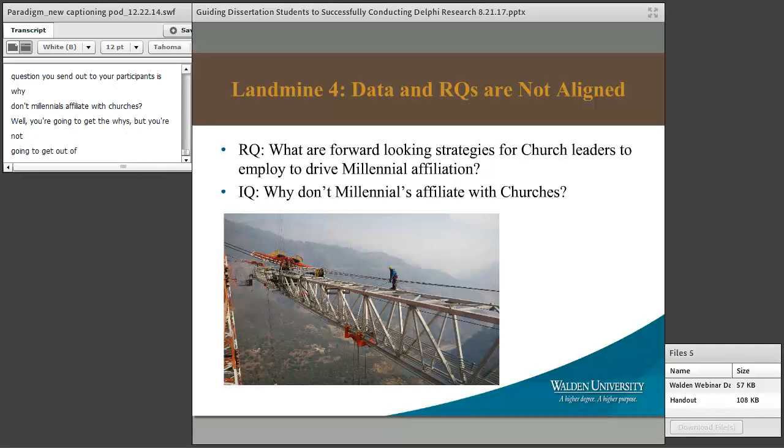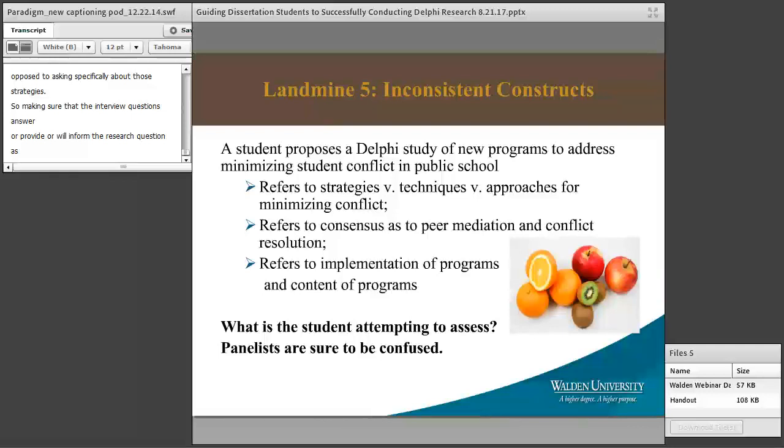So you would then have to conclude that as a researcher, and you're overlaying your own bias onto the answers as opposed to asking specifically about those strategies. So making sure that the interview questions answer or provide or will inform the research question, as with any study, is critical. Fifth, inconsistent constructs.